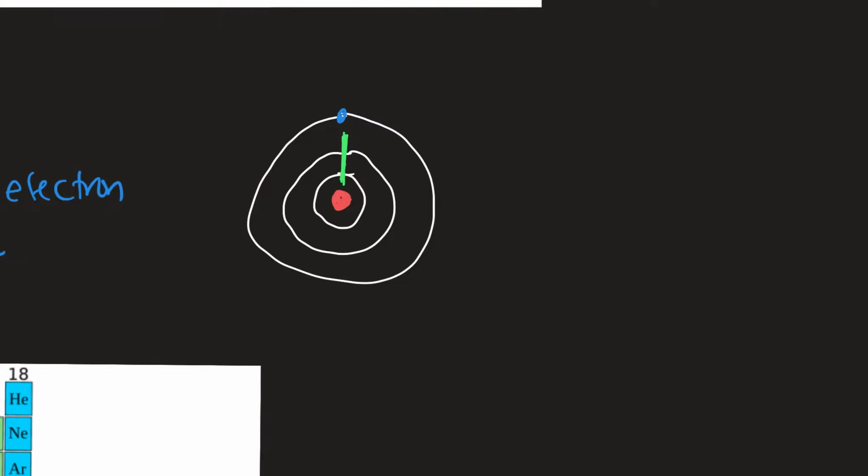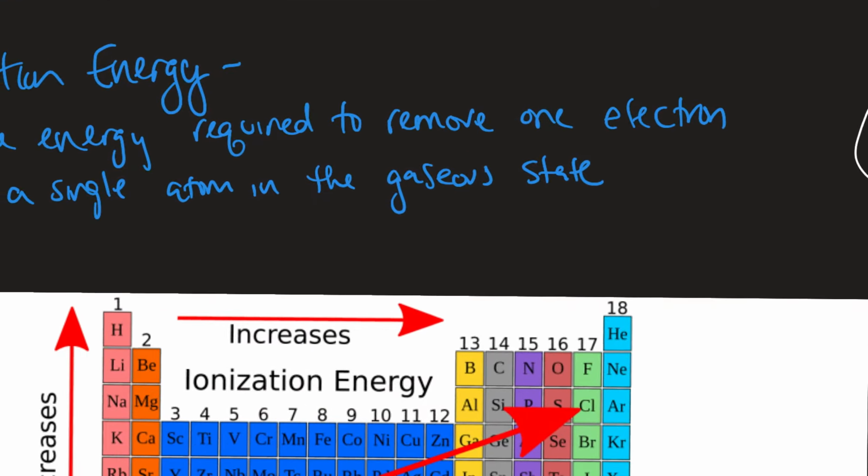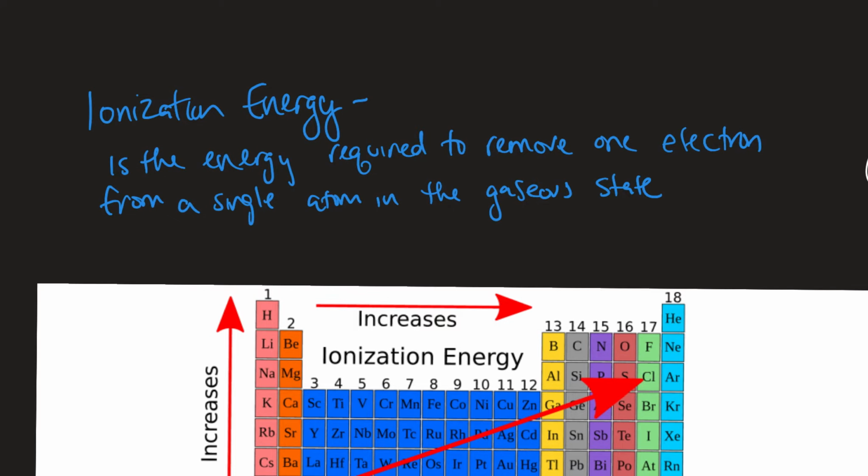Because there's attraction, it's going to require some amount of energy, which we call ionization energy, to remove this electron, because you have to break or overcome that force of attraction. As I said, we call that ionization energy: the amount of energy it takes to overcome the force of attraction.